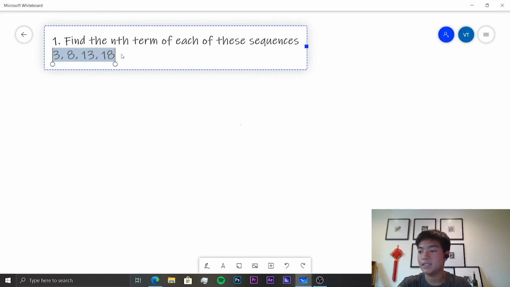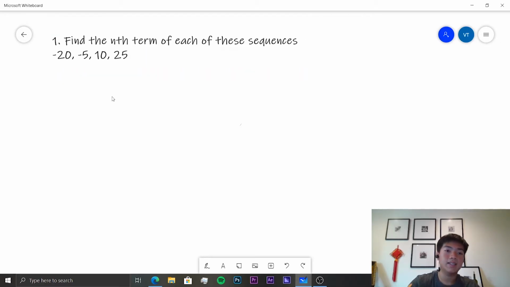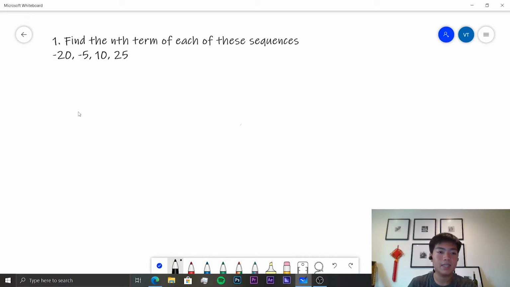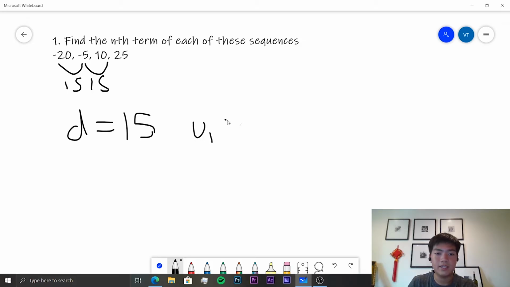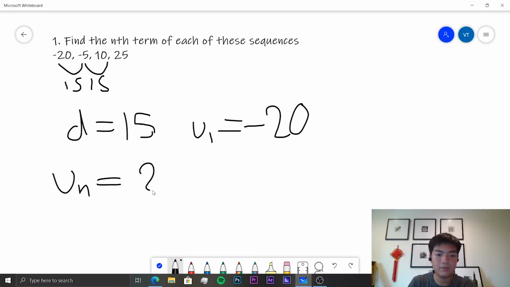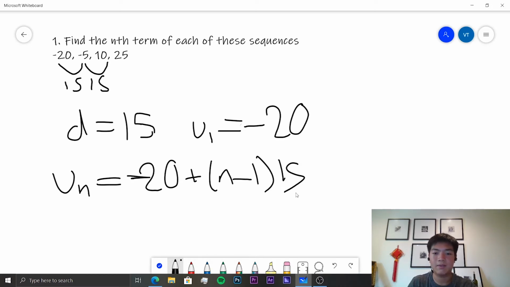So the last series is negative 20, negative 5, 10, 25. As with the previous one, we can simply get the difference between the terms, which is 15 in this case. And so we have a common difference of 15, and our first term of this sequence is negative 20. So the general nth term is equal to the first term, negative 20, plus n minus 1 times the common difference, which is 15. And this is our answer.